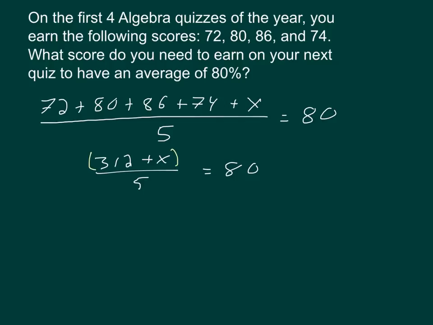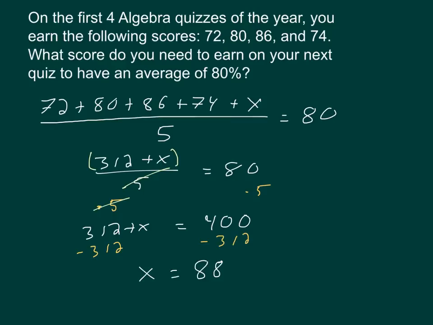So I'm going to take care of this by multiplying by 5. That will cancel out the divided by 5. And that'll leave me with 312 plus x equals 400. Now I just have the last step is subtracting 312, and when I do that, I get x equals 88. And so if I get an 88 on my final quiz, I'd have an average of 80%.